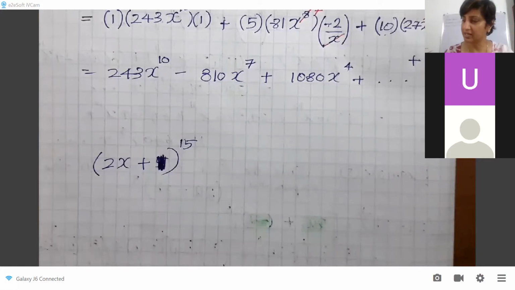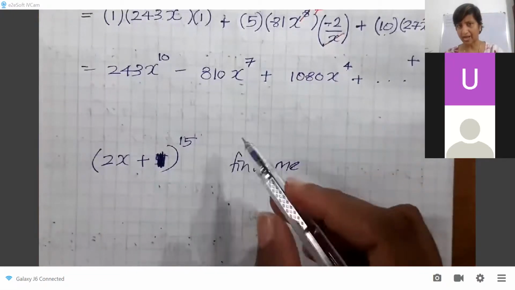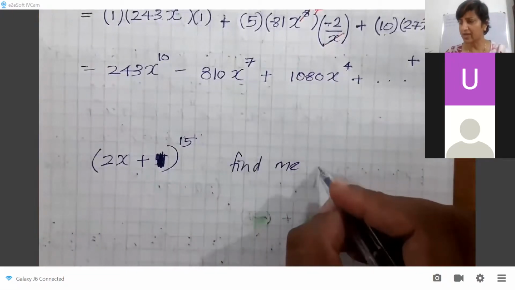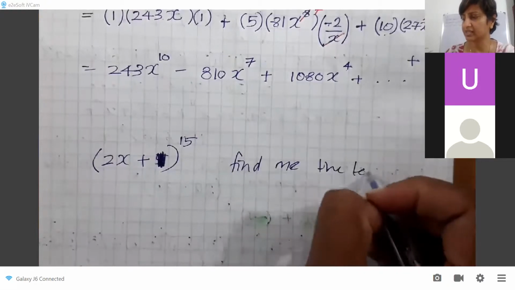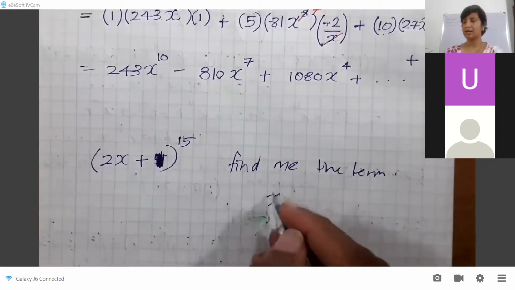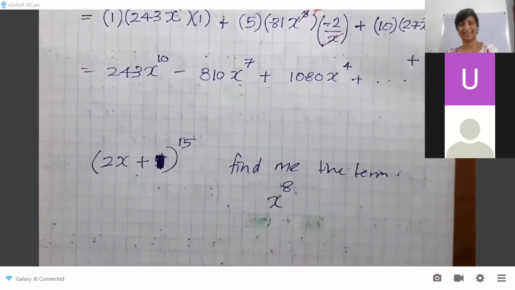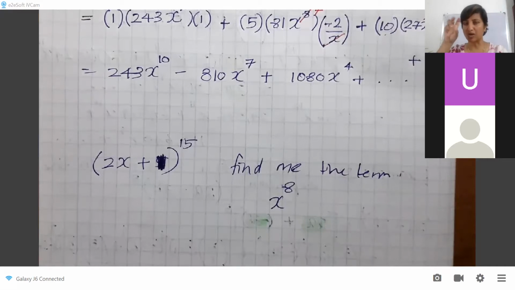Can you find me, if I ask you to find me, the term, when you expand this, only the term that you get, find me the term in this expansion that has x to the power of, say, 8 in it. The term that has x to the power of 8 in it. So I'm just asking you to get me a certain one term in this expansion. This expansion will have 16 terms.